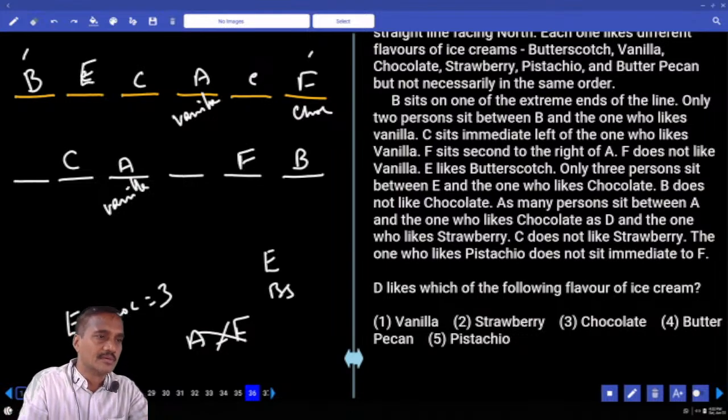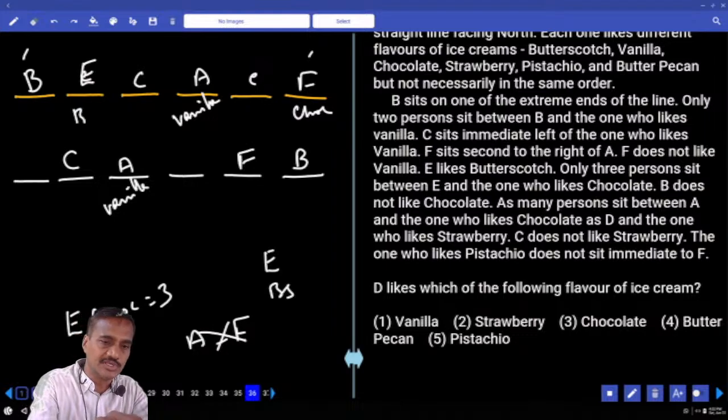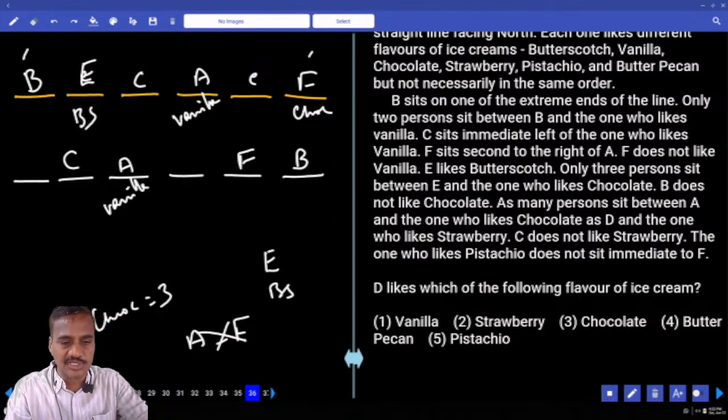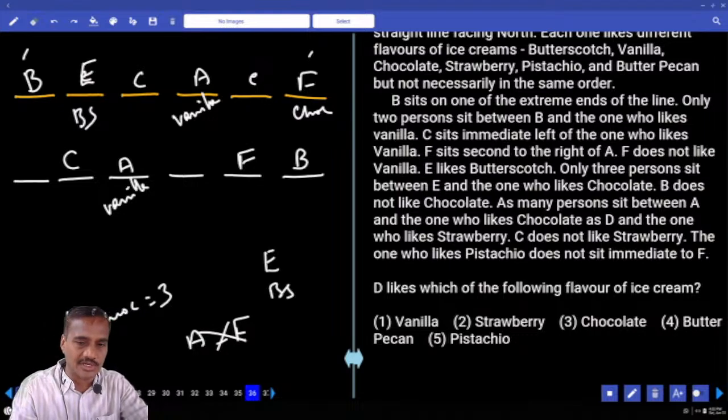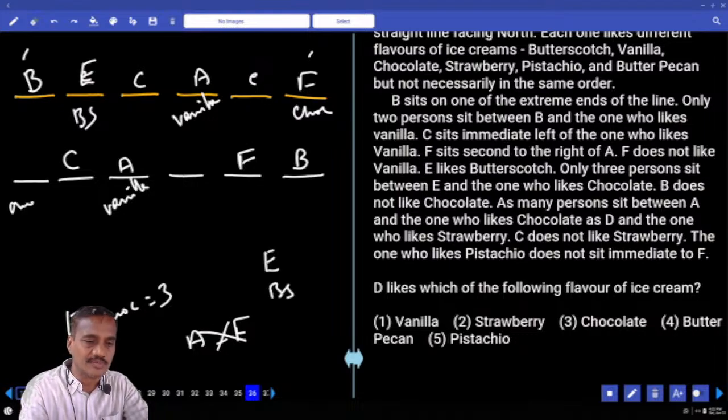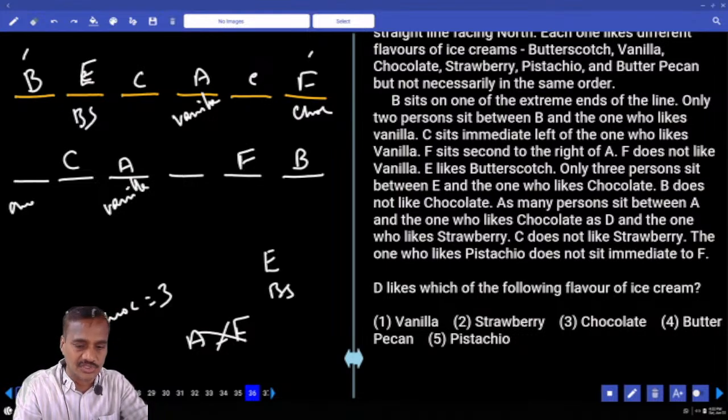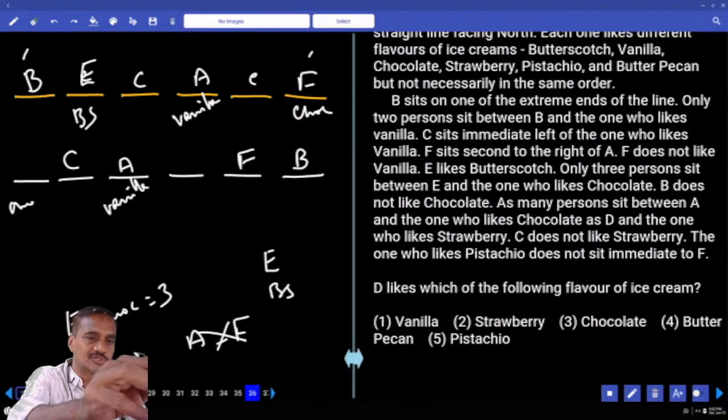E must be here. E is it. E is what? E is butterscotch. And at the same time, B does not like chocolate. As B does not like chocolate, where else could chocolate be? And here there is a chance of chocolate. Then if E has chocolate here, E and F must be in the same place, which is not possible.